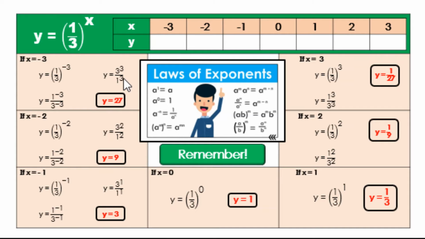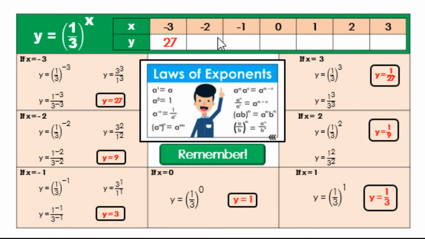So we will be expanding this. 3 cubed is 27, 1 cubed is 1. So 27 divided by 1 is 27. So when your x is negative 3, the value of y is 27. So for the values of x equal to negative 2 and negative 1, we have the same process as for the value of x equal to 3. You can pause the video to study the process.